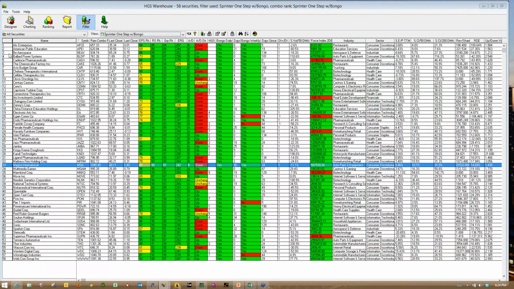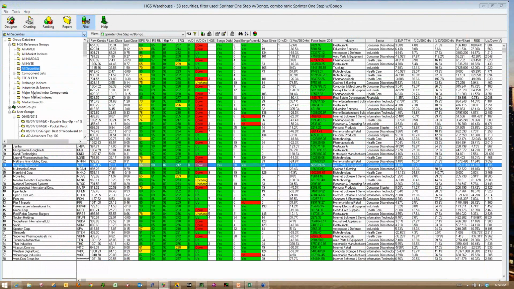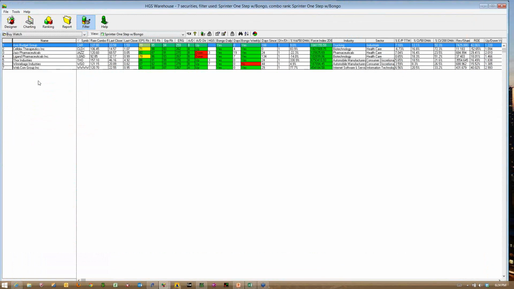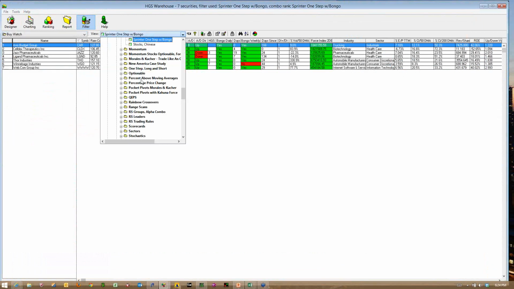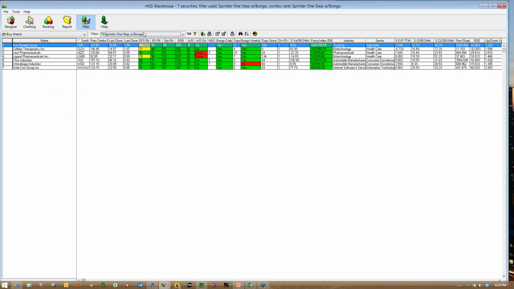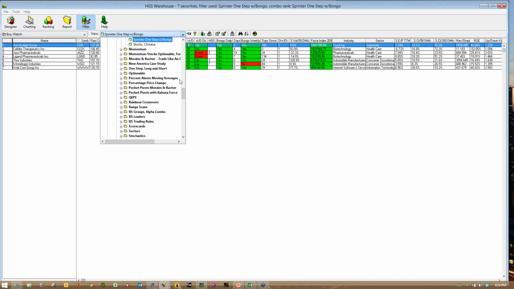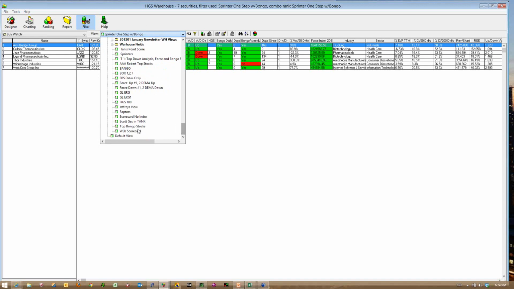So these are some of the stocks that make Sprinter. Now I know a lot of people ask me what I am looking at, and I'll get Axle this way. So here's my buy watch. Go to scorecard. I know what the problem was. I had a filter on.